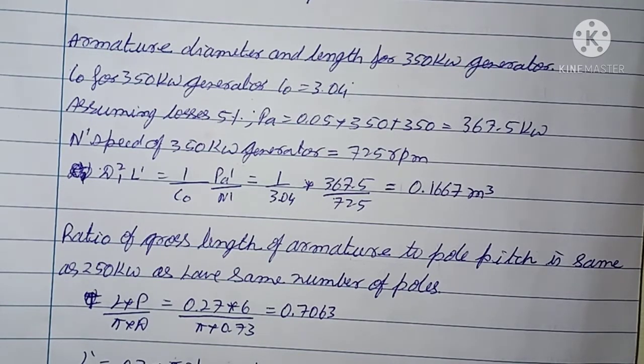Next we have the ratio of gross length of armature to pole pitch, which is the same as the 250 kilowatt generator, as we have the same number of poles. Both have the number of poles as 6. So we get L into P divided by pi d, which is 0.27 into 6 divided by pi into 0.73. So L into P divided by pi d is 0.7063. That is what we get.